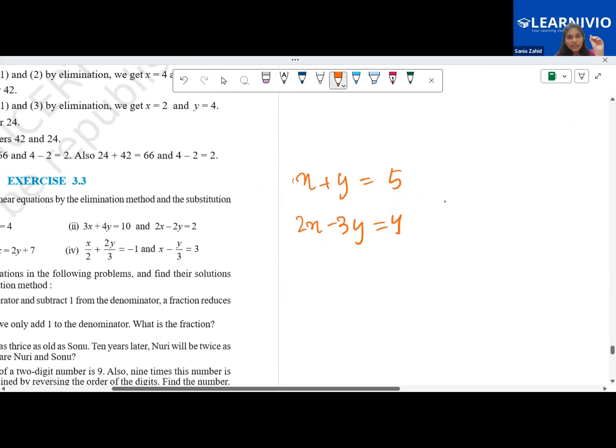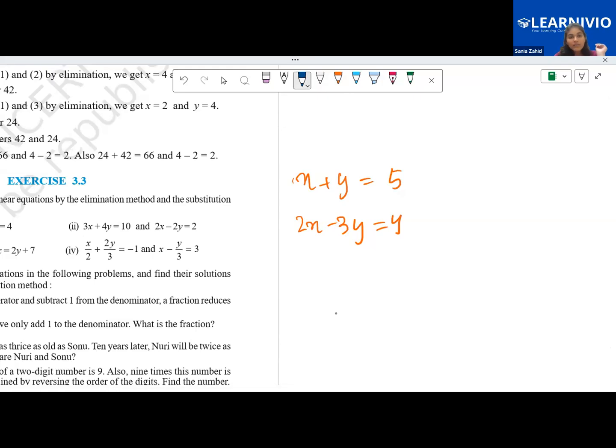Firstly, you select the variable that you want to eliminate. Okay, I'll tell you one thing. You can select x also, you can select y also. But try to select that variable which has opposite sign in both of them. Okay, it reduces your calculation. So can I select y? Because y here has a positive sign and here y has a negative sign. Okay, so I'll select y.